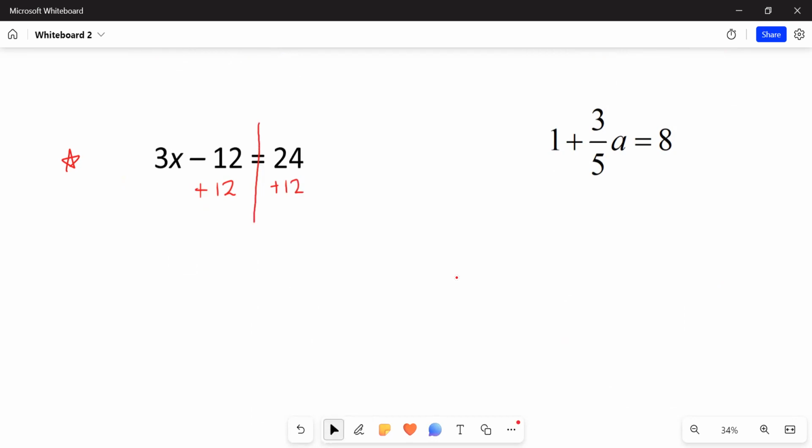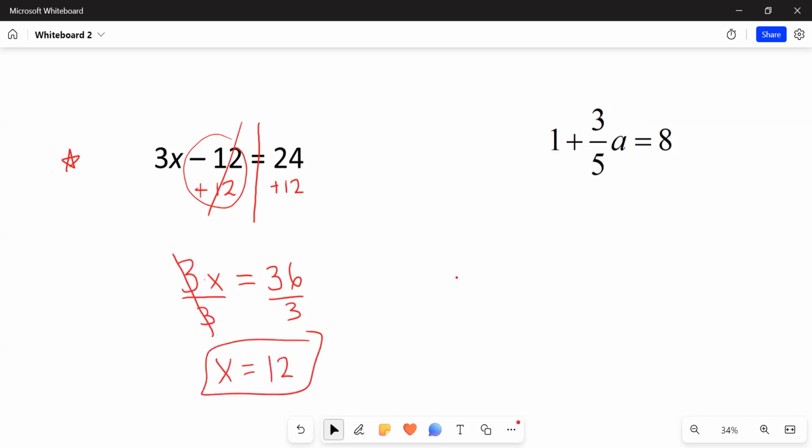That's my side of my equation. So negative 12 plus 12 is 0, but I'm left this time with 3x. 24 plus 12 is 36. And then the inverse for multiplying by 3, remember, is to divide by 3. 3 divided by 3 is 1. 36 divided by 3, my answer will be x is 12.